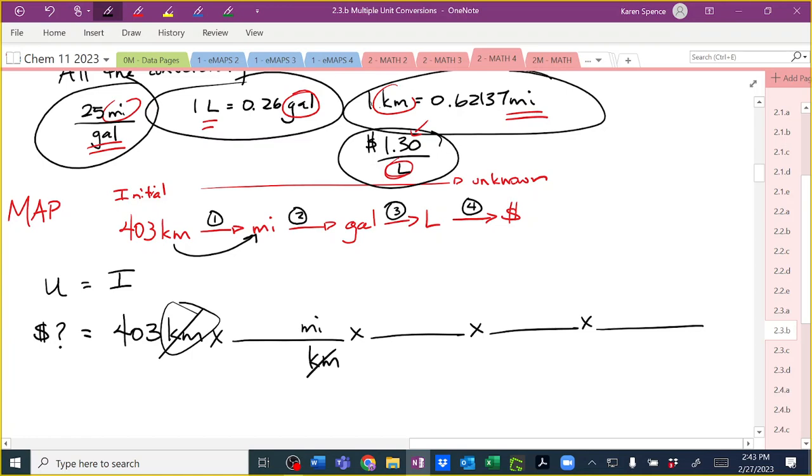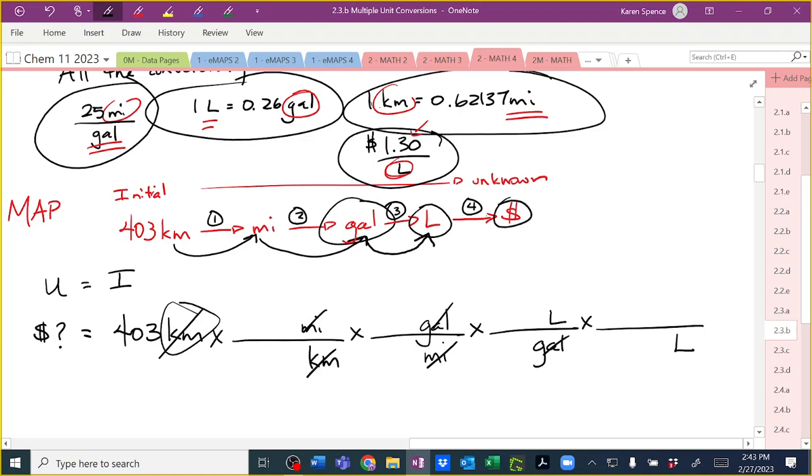I'm actually just going to go through and stick in all my units before I even put any numbers in. I want to now go from miles to gallons, so I need to cancel miles by putting it on the bottom. And what do I put on the top? I put gallons. And now we're going from gallons to liters. So cancel the gallons and put in liters. And finally, we want to cancel the liters and find the dollars.